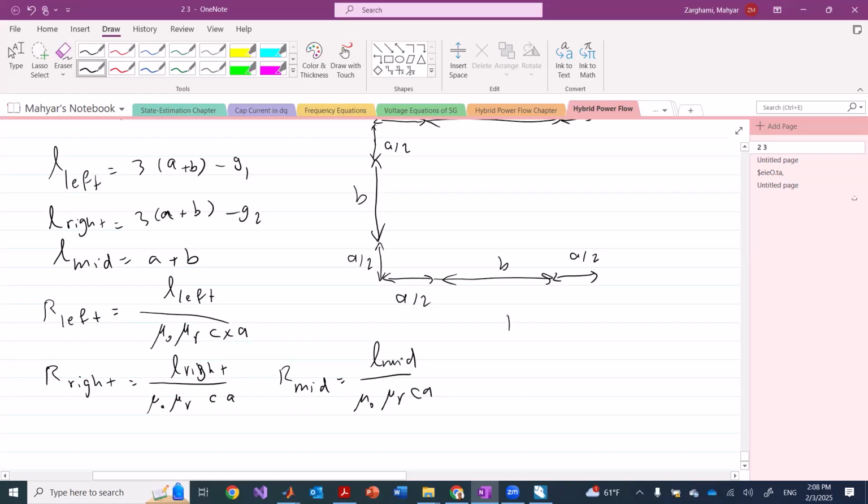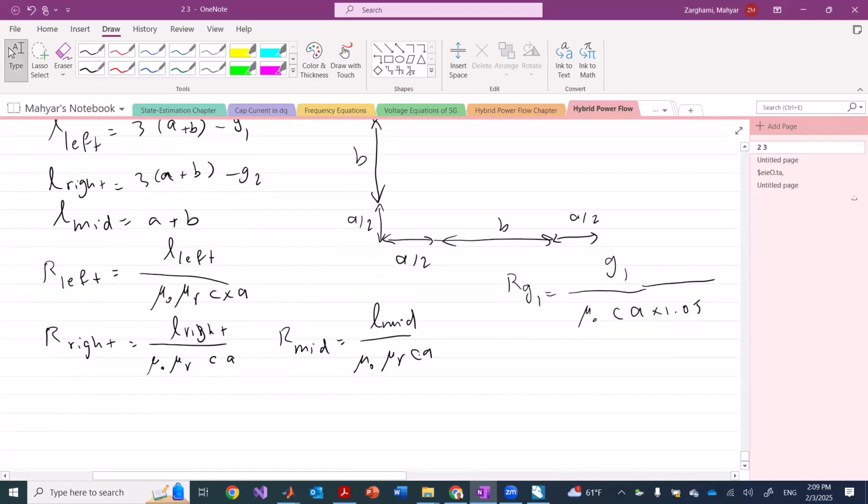And also we need C times A. And for the gaps, our G1 is just G1 over... Do not make the mistake to multiply, basically put mu r here. This is air gap, right? So mu 0 just times C times A and times 1.05 because of the fringing effect. Same thing for G2. That's G2 over mu 0, C times A times 1.05.